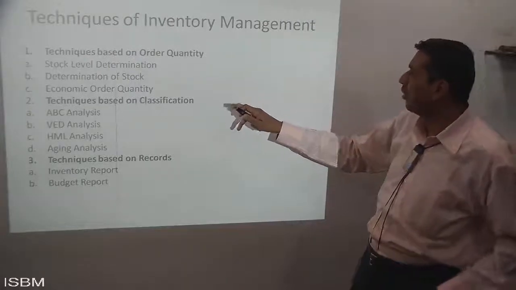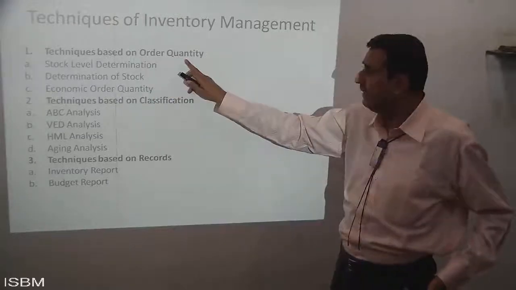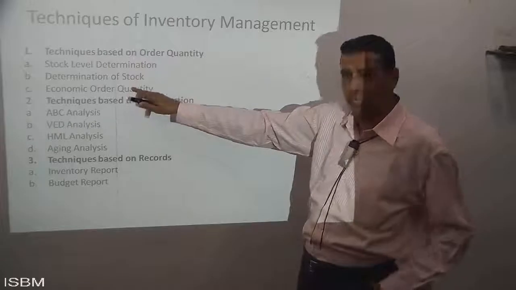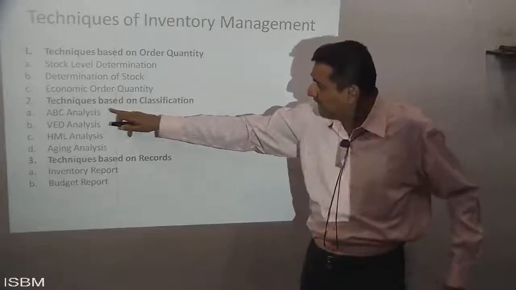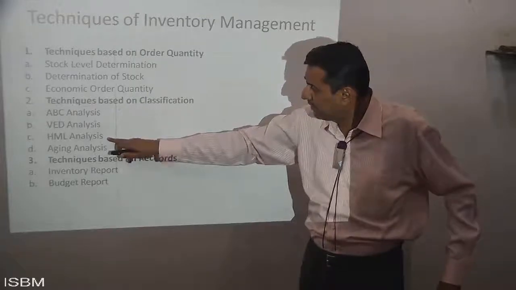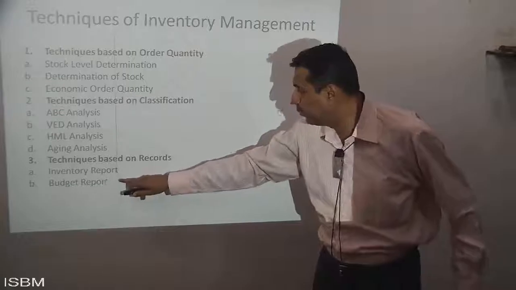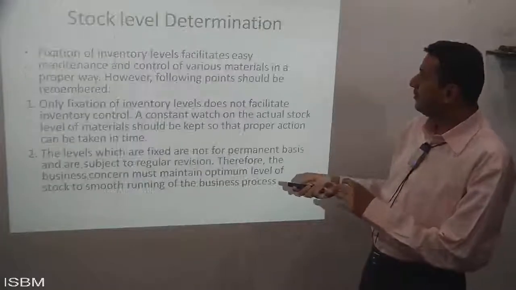So the first technique we talk about is stock level determination, under the order quantity. Then there is the determination of stock. Then comes economic order quantity. Based on classification, we have ABC analysis, weight analysis, HML analysis, and aging analysis. And techniques based on records, we have the inventory report and the budget report. Let us go through these techniques in detail.